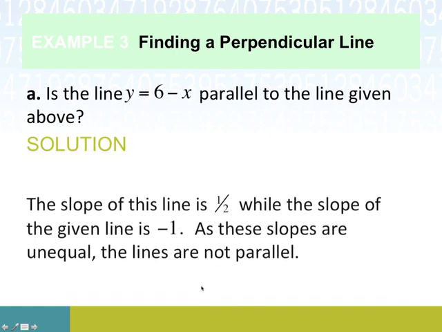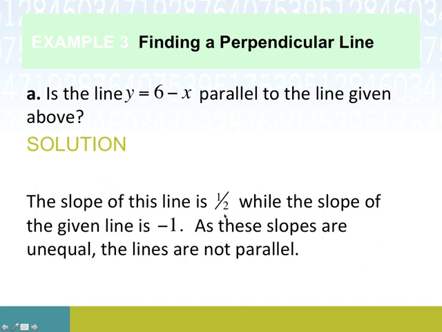So what do we know? We know that the slope of our current line is a half, and the slope of the line we were given, if you recall, 6 minus x, that's going to have a slope of -1. We can determine that by simply saying, oh, I wrote it here and it's right up there. It just illustrates how third grade the handwriting is.